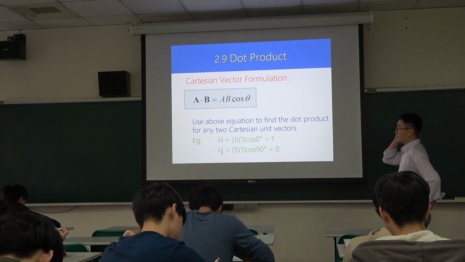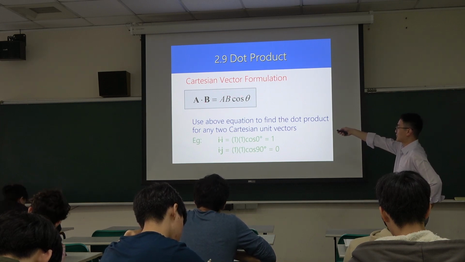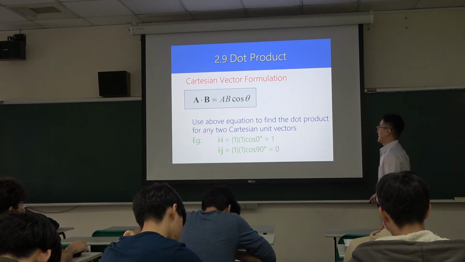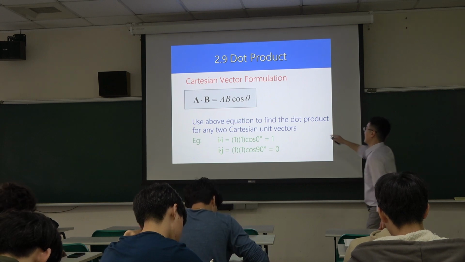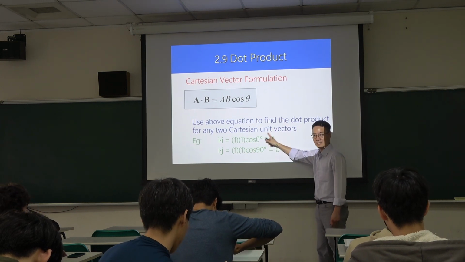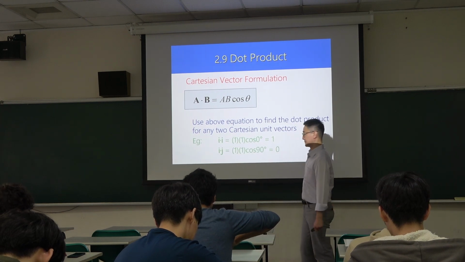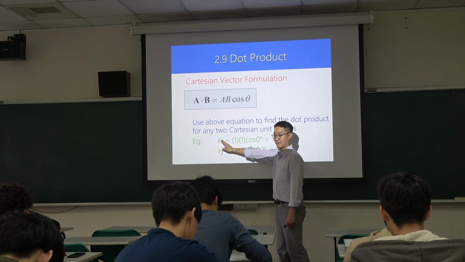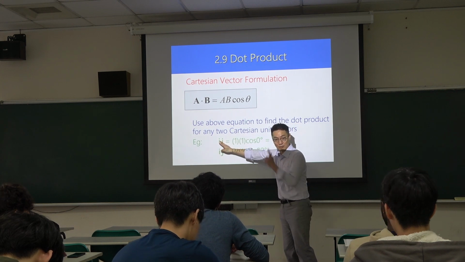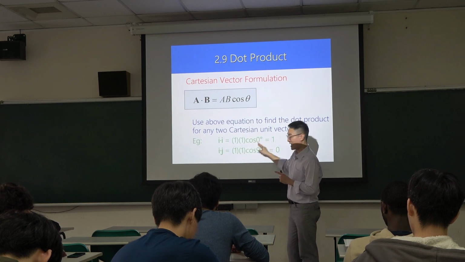As we mentioned before, A dot B equals the value of A times the value of B, times cosine theta. We use this concept to find the dot product for any two Cartesian unit vectors. Keep in mind, it's a unit vector. So i is already a unit vector. i dot i is 1. A unit vector's scalar is 1, its value is 1. So 1 times 1 times cosine 0 degrees.